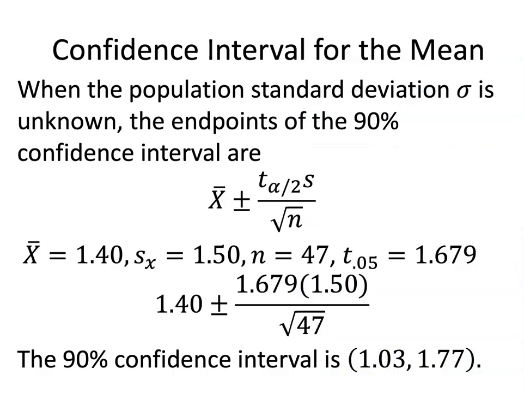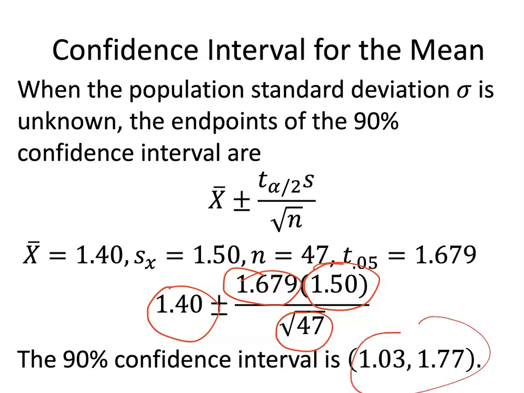Okay, so let's plug everything in. X bar 1.40. T sub alpha over 2 is now 1.679. Sample standard deviation 1.50. Square root of n is root 47. So the 90% confidence interval, once you calculate all of this, turns out to be 1.03 to 1.77.